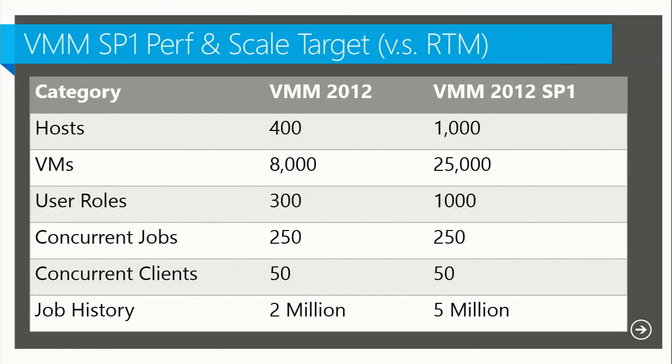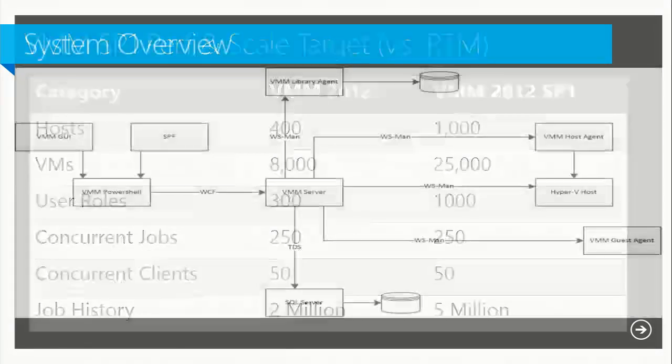These numbers are our SP1 perf and scale targets, and they also list out the comparison with our RTM numbers. Hosts: from the 400 supported in 2012, we've now increased to 1,000. VMs from 8,000 to 25,000. User roles have increased from 300 to 1,000. Job history has increased from 2 million to 5 million. I know they just show up as numbers, but when you compare with other virtualization management solutions on the marketplace, these numbers are either at par or higher.